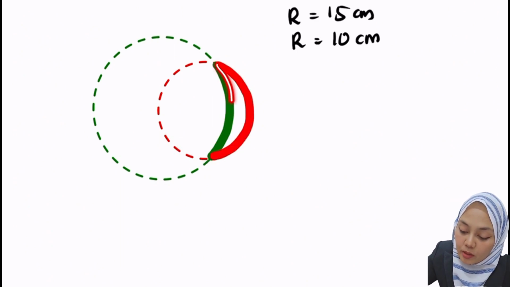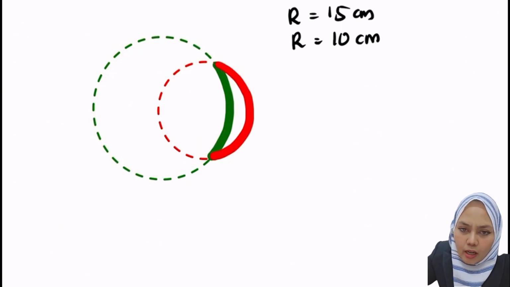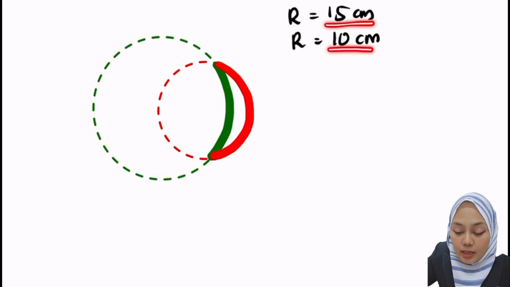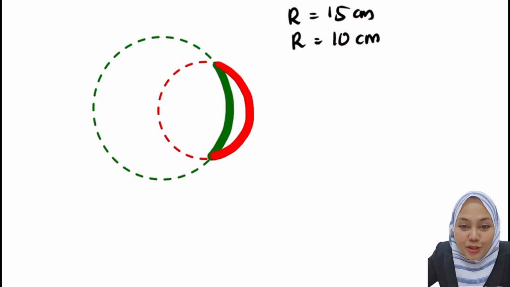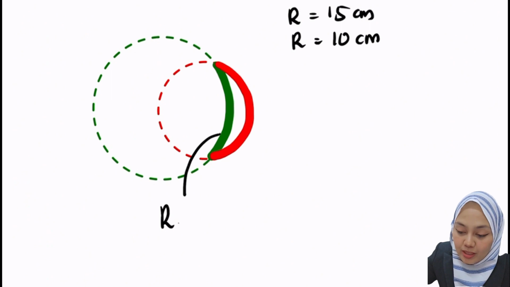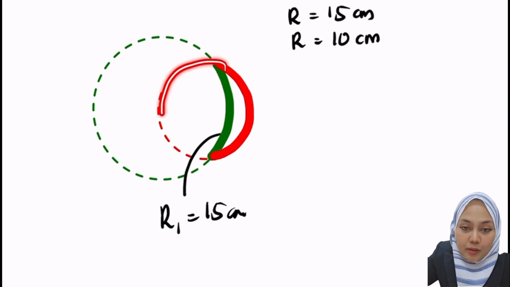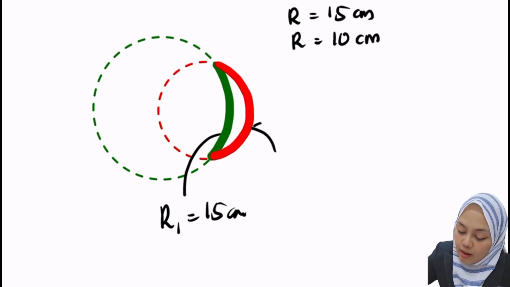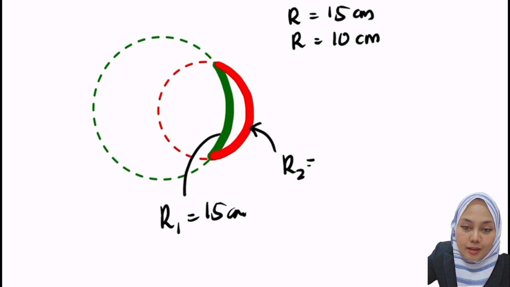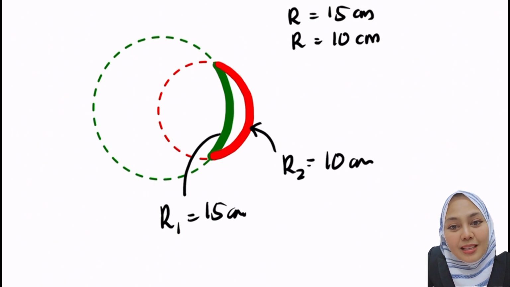Judging by these two circles, we have the green circle and the red circle. We can see that the green one is much bigger than the red circle, right? Since we have 15 and 10 centimeters, which one do you think is the 15 and which one is the 10? Obviously you can see that this one is R1, which is 15 centimeters, because it has a bigger circle compared with the red one. Hence the red one is R2, which is 10 centimeters. That's how we determine which one has the bigger R and which has the smaller R.